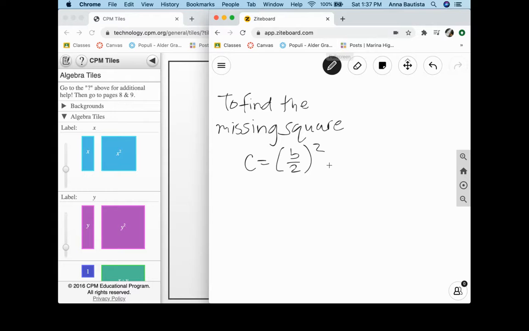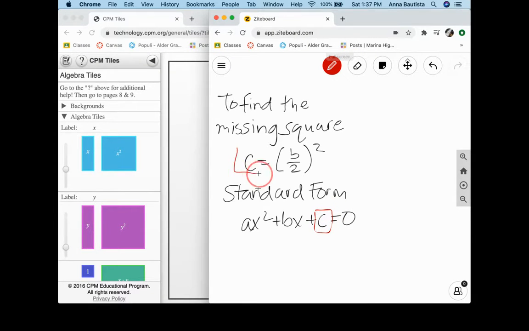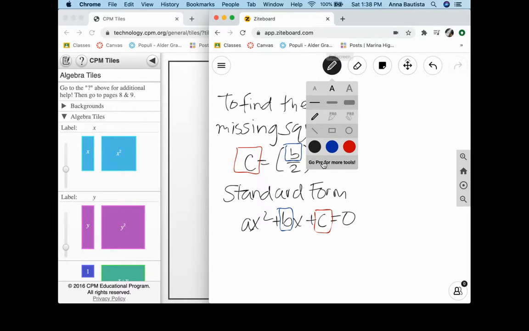So then we also remember that our standard form looks like this: ax squared plus bx plus c equals 0. This is important to remember because we have our c and our b both within this equation. So c is what we're solving for, and b is what we should know the value of in order to solve for c.